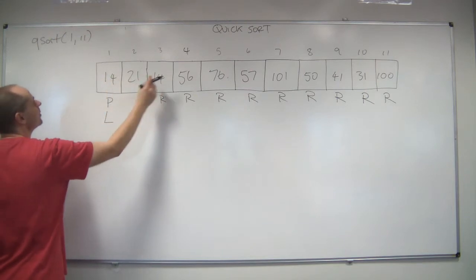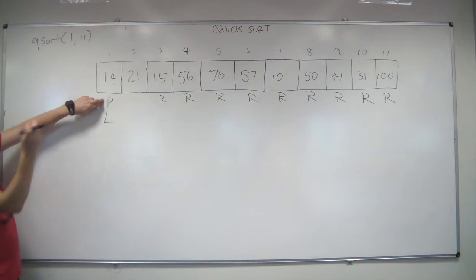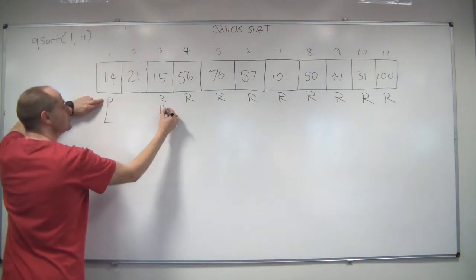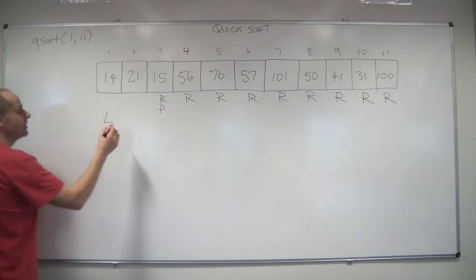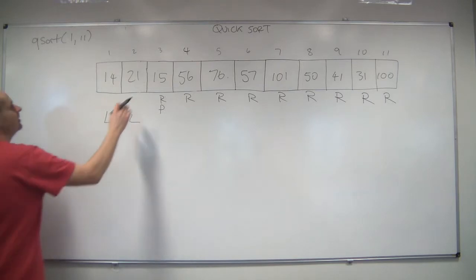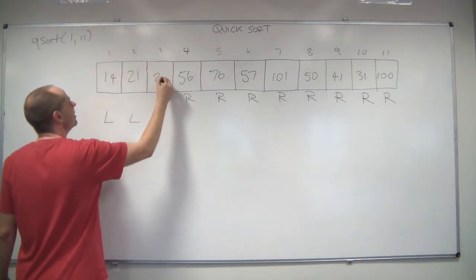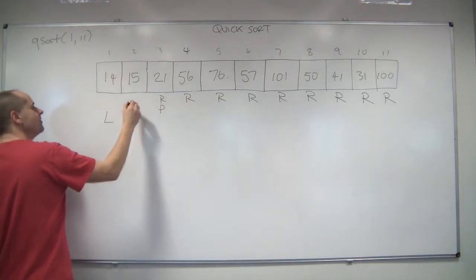So 14 goes there and 15 goes there. The pivot has to stay with the number that we started with, so that stays with the 15. We move the pointer not associated with the pivot in, which is now the left pointer, because it's all on its own. So it moves in. Are they in the right order? No, so we've got to swap them again. So the 21 goes there, and the 15 goes there. That's the pivot value.